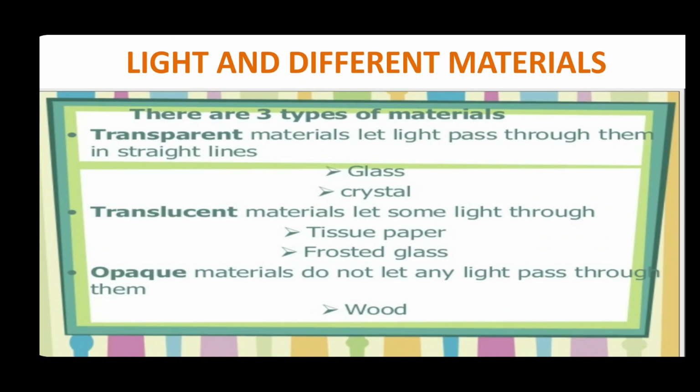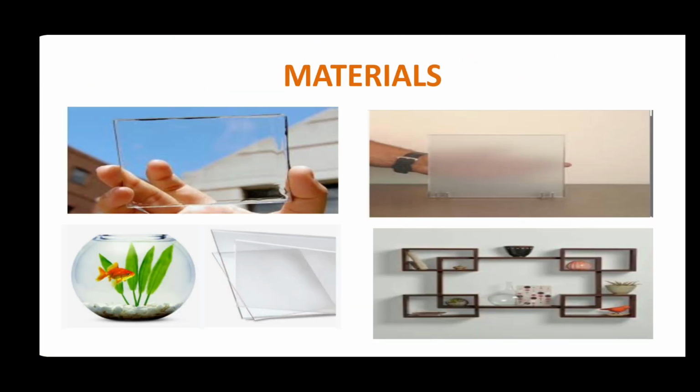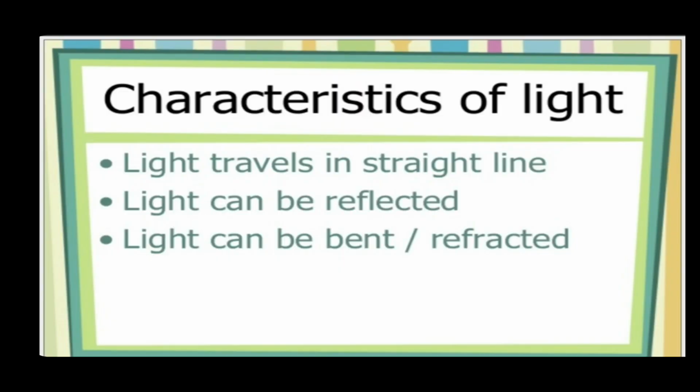Now, next is opaque material. These are the materials which do not allow light to pass through them, like cardboard pieces, wood, metal, etc. These are some of the examples of materials which allow the light to pass through them, allow it partially, or do not allow the light to pass through them.